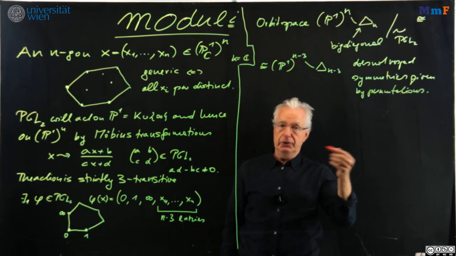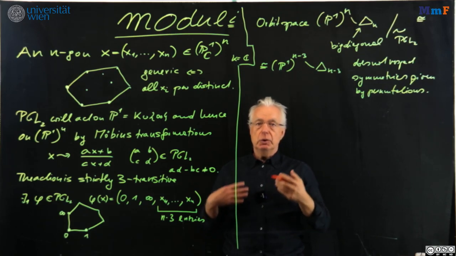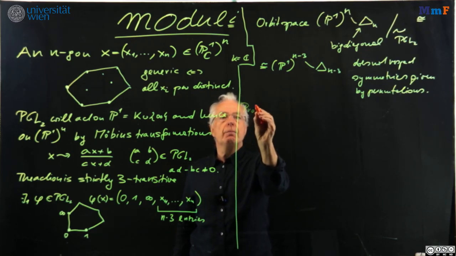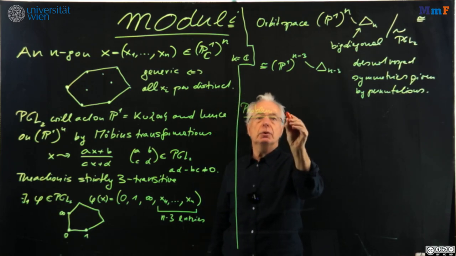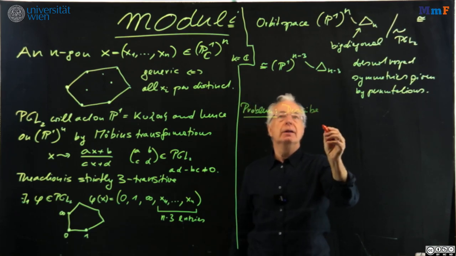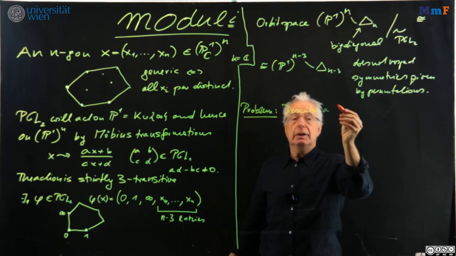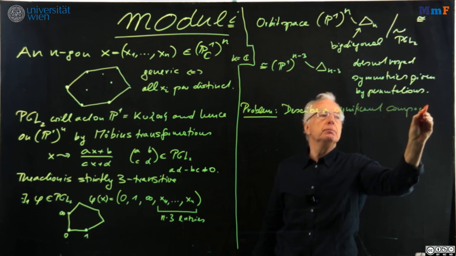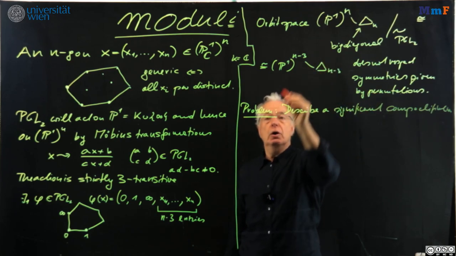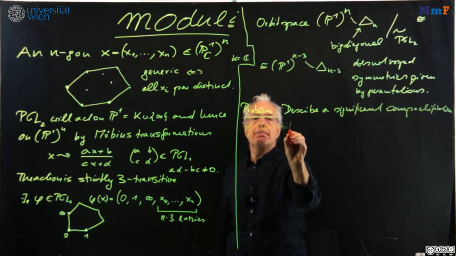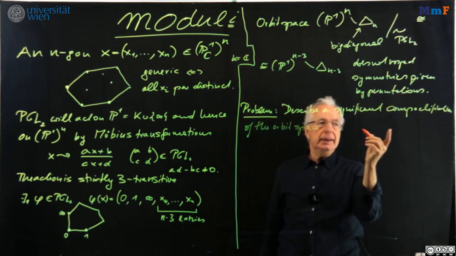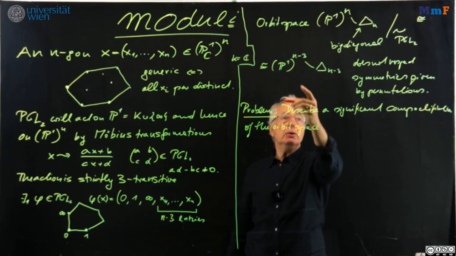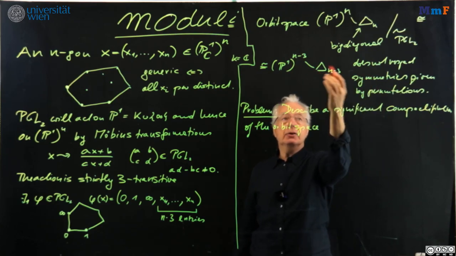And now, once you have this orbit space, as it is always the case in moduli problems, you want to compactify it. You want to consider limits. So the problem is, determine or describe, let me say, a significant compactification of the orbit space, which means that we don't want to take just P1 to the n minus 3, because this would not be significant in the sense that it does not preserve symmetries.